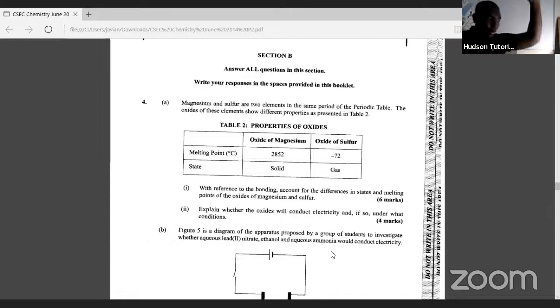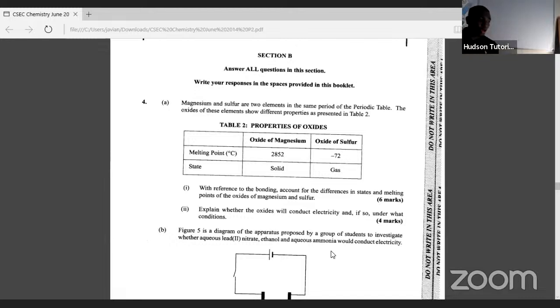So first of all, let's look at the melting point. Obviously the melting point of magnesium oxide is way higher than sulfur's, right? Sulfur is in the negative. The state symbol for magnesium oxide is solid. The state symbol for the sulfur oxide is actually gas. Let's talk about this. Now, magnesium is actually a metal. Sulfur is a non-metal.